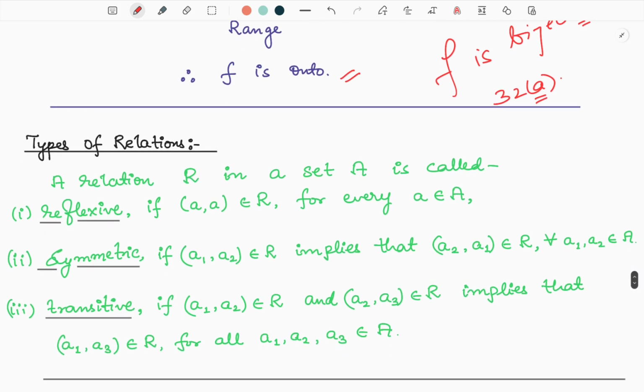Now a relation is called reflexive when the ordered pair a comma a belongs to relation R for every small a belonging to capital A. A relation is called symmetric when a1 comma a2 belongs to R implies that a2 comma a1 also belongs to R for every a1 comma a2 belonging to capital A. A relation is called transitive if a1 comma a2 belongs to R and a2 comma a3 belongs to R implies that a1 comma a3 also belongs to R for all a1, a2, a3 belonging to capital A.